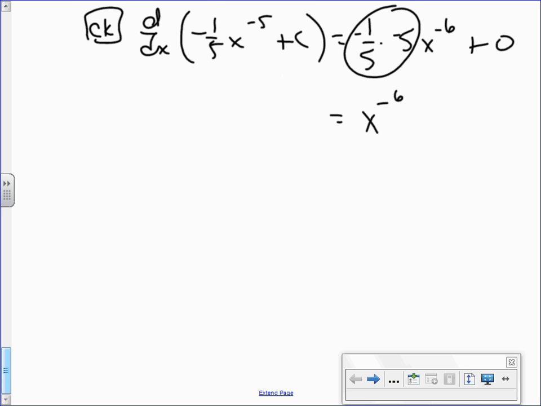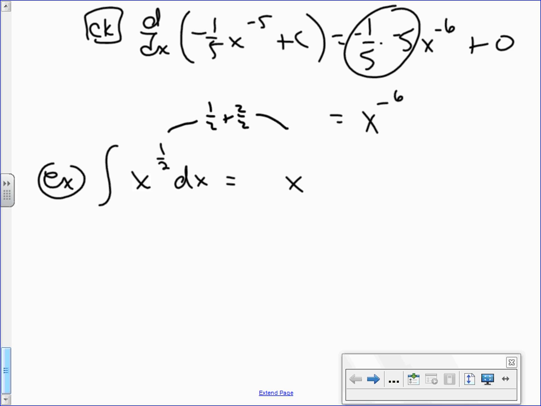One more. The antiderivative of x to the 1/2, which works if the powers are fractions as well. So I'm going to follow the rule which says add 1, 1/2 plus 2/2 is 3/2. And then I need to do the reciprocal. I need to do 1 over 3/2, and that just means reciprocal. So the reciprocal of 3/2 is 2/3. And then put your plus c on there.